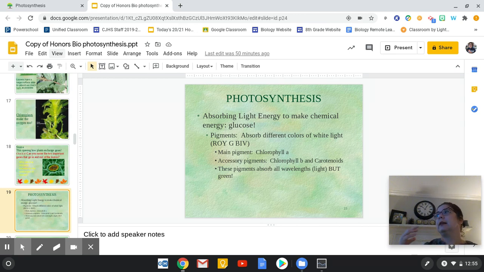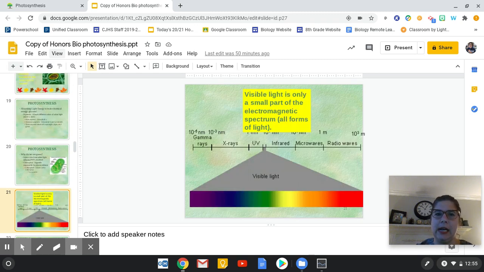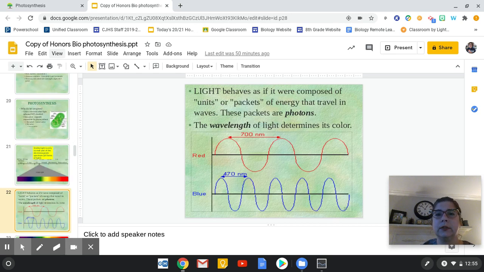The reason carrots are orange, for instance, is because all of the colors are reflected off except for the orange pigment. The green is reflected and not absorbed. So that's just a little interesting side note. You don't have to memorize or know this whole light spectrum. Just recognize that chlorophyll is a pigment and why it's green.